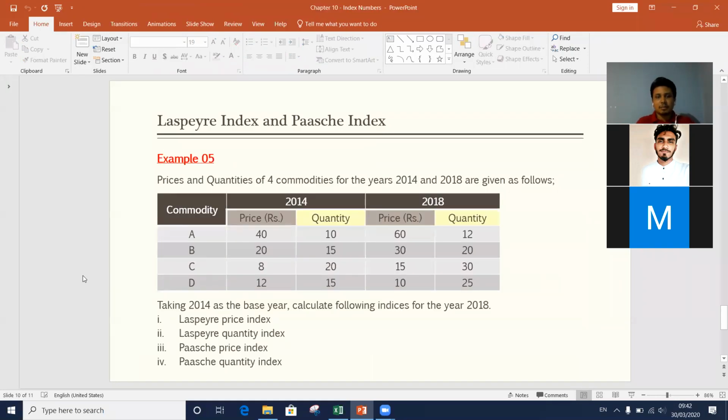Okay. Example number 5. Prices and quantities of four commodities for the year 2014 and 2018 are given as follows. Taking 2014 as the base year, calculate the following indices for the year 2018.